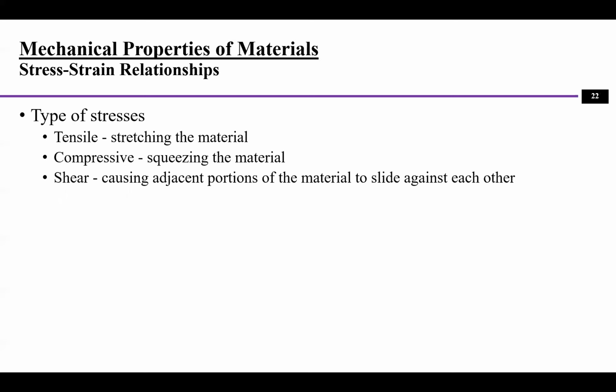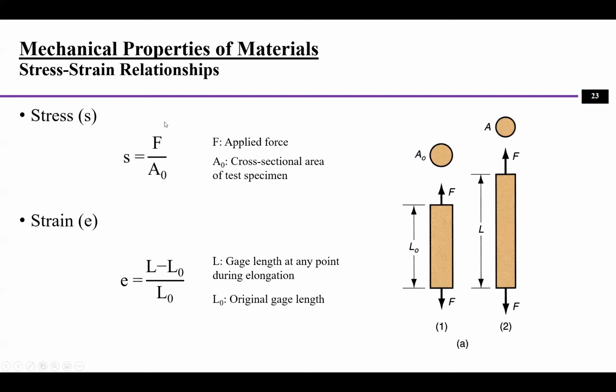Those stresses can be categorized depending on the direction of the applied force. The stress can be categorized into tensile stress, which is to stretch the material, compressive stress, which is to squeeze the material, and also shear stress, which causes adjacent portions of the material to slide against each other. So that is shear stress. These are the three types of stresses.